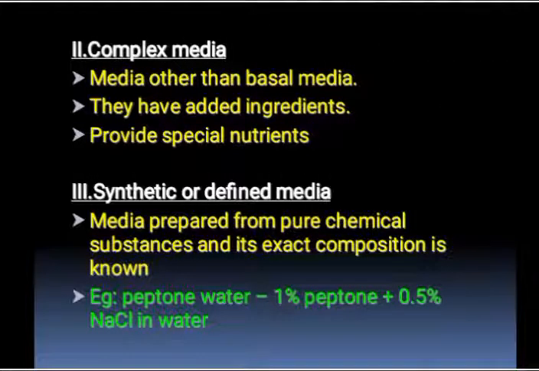Number 2 is complex media. Complex media have added ingredients. It provides special nutrients. Number 3 is synthetic or defined media. Synthetic or defined media are prepared from pure chemical substances, and its exact composition is known. For example, peptone water. Peptone water is made up of 1% peptone and 0.5% NaCl in water. Number 4 is special media, and special media has further 6 types. We are going to discuss all of these, one by one.